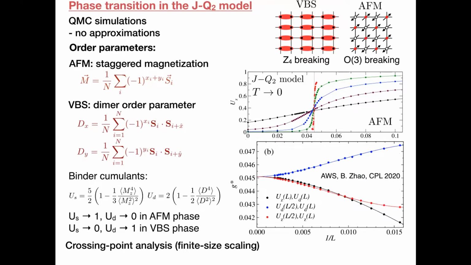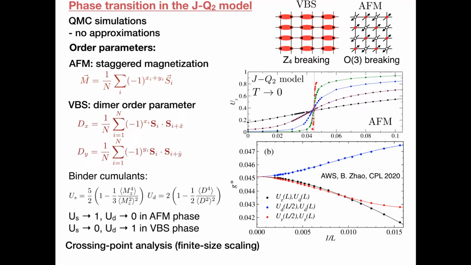We know that these values go to 0 or 1 in the phases, right? But at the critical point, if we have really a continuous phase transition, they should cross at a point. Well, even if it's first order, it should. So you see that roughly they cross at a point, but not exactly. So now one can extract different types of crossing points, for two different system sizes, for example.